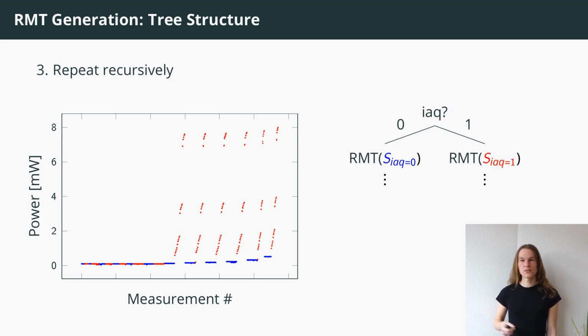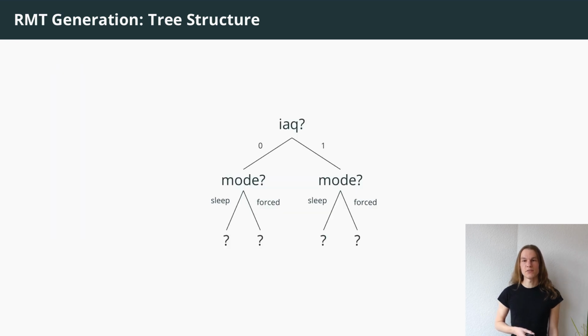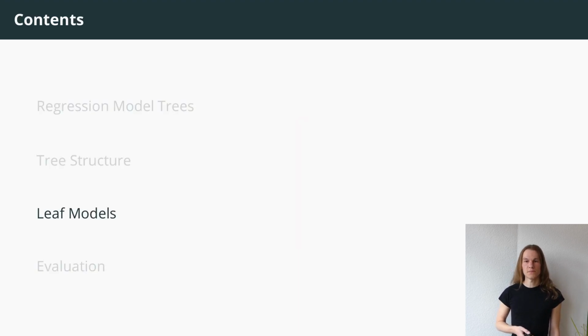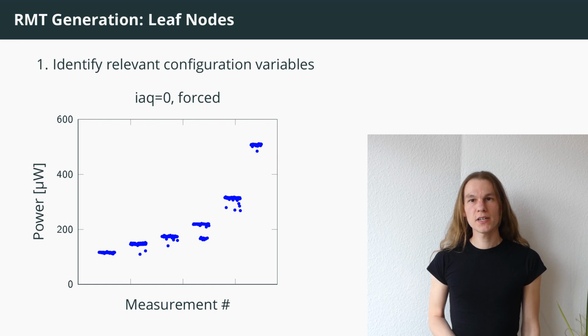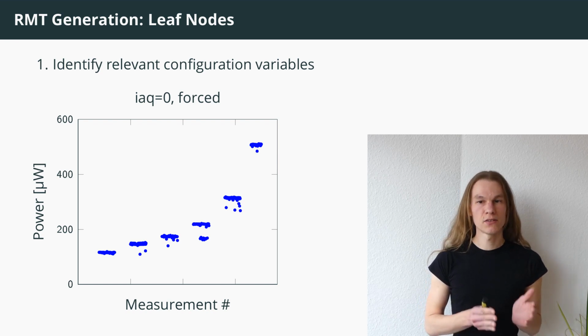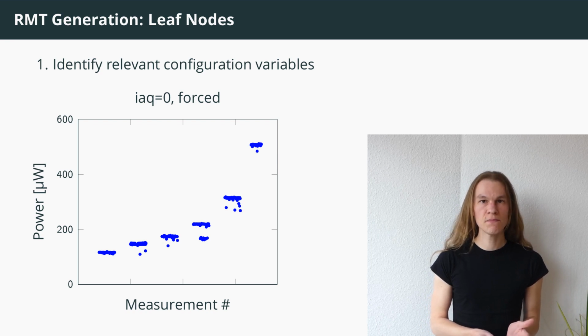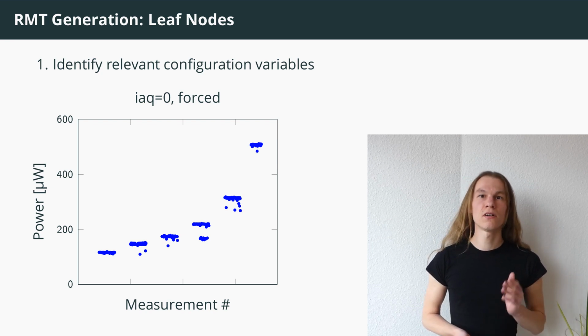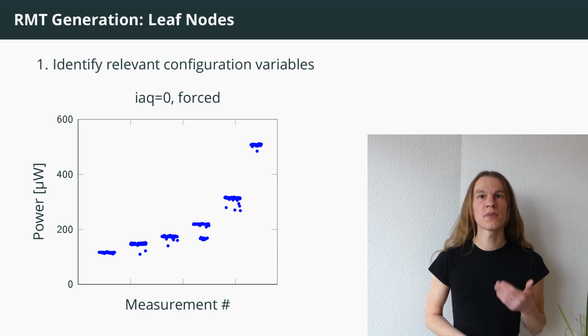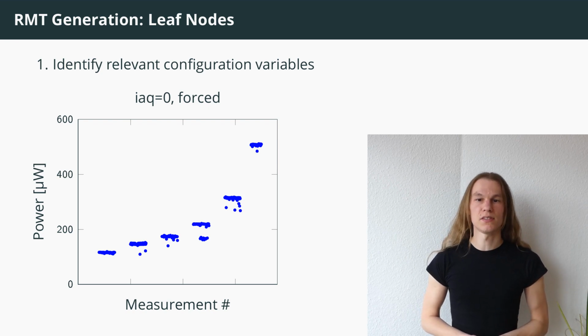It then continues recursively and generates subtrees, and this is the resulting tree structure, which only lacks functions for the leaf nodes. So let's look at those next. Now, before we can find and fit a function, we first need to determine which variables are relevant and should be included in the function, and which variables do not affect device behavior in this case and should therefore not be included in the function, both to decrease model complexity and to minimize the risk of overfitting.